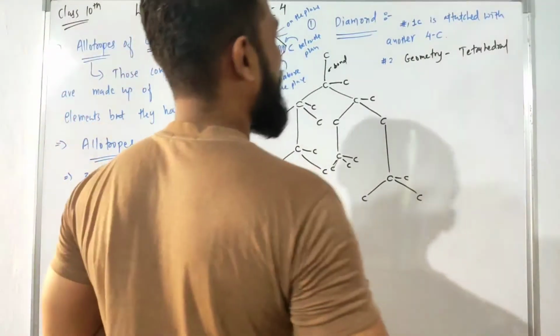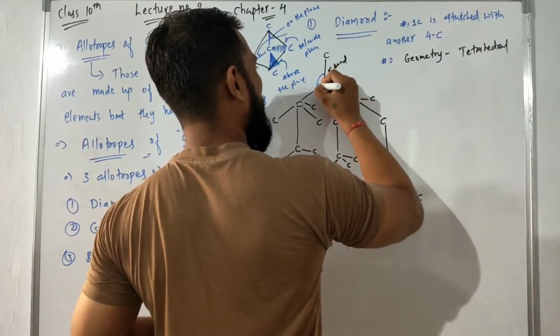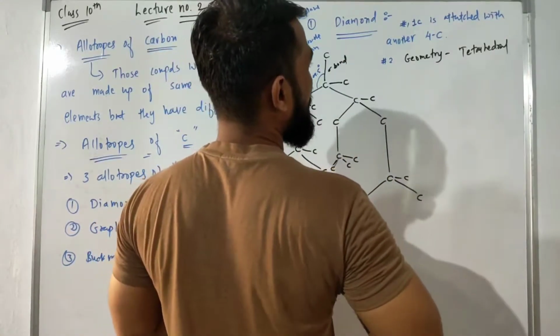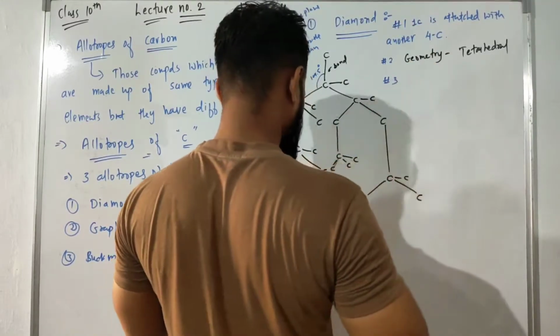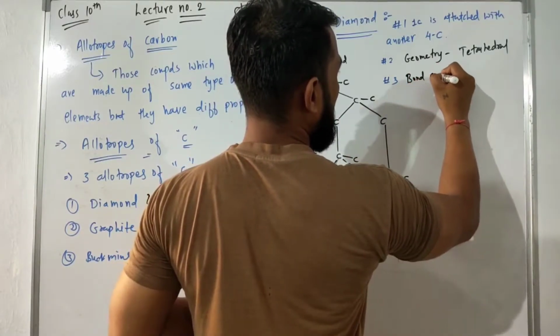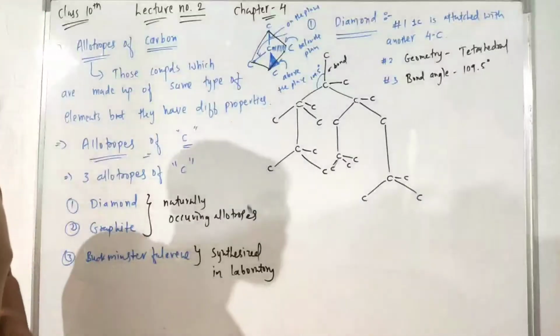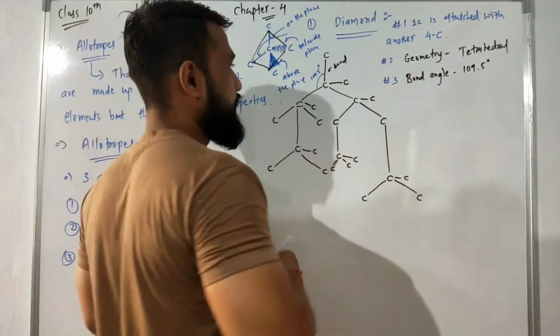Third point is, if you have tetrahedral geometry, the bond angle is 109.5 degrees. So the third point is bond angle. The bond angle is 109.5 degrees. Okay, clear? If you have any question, you can ask me. Clear?